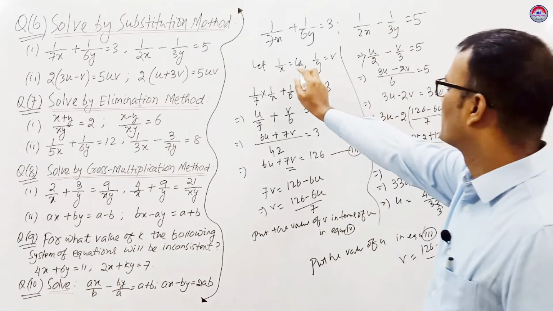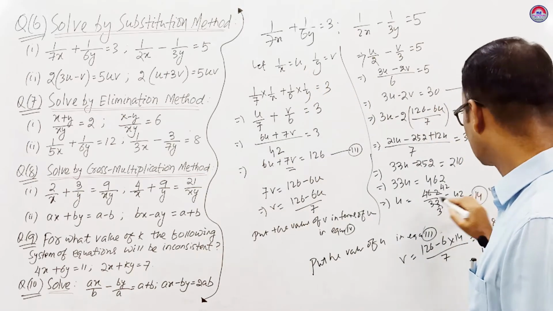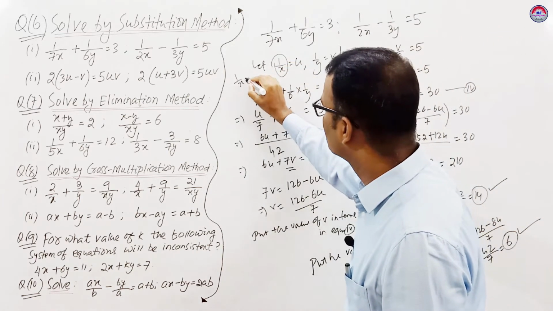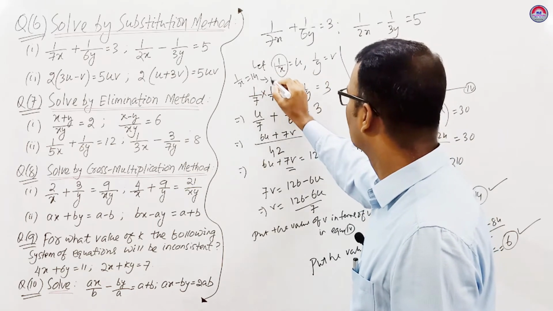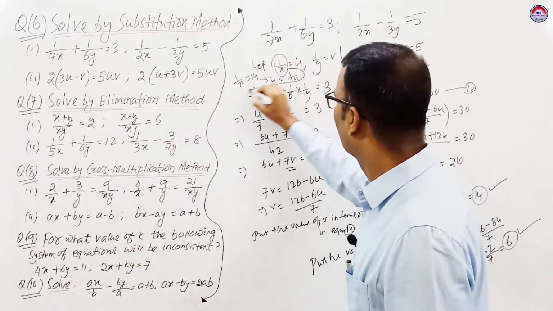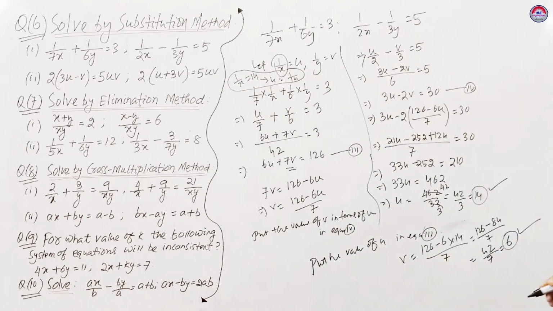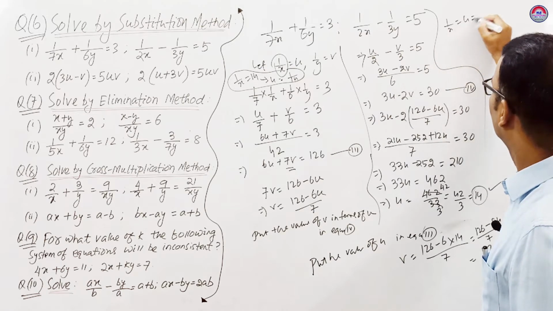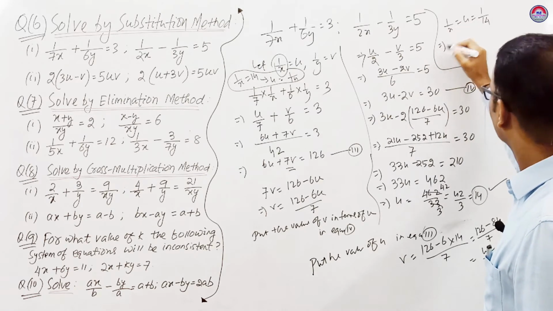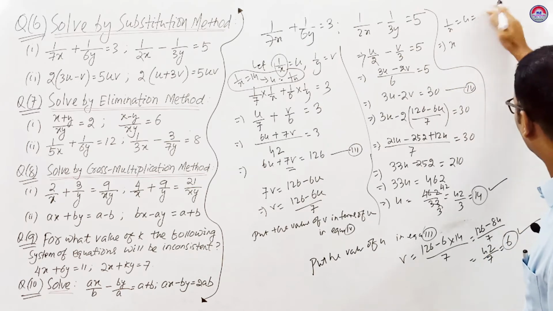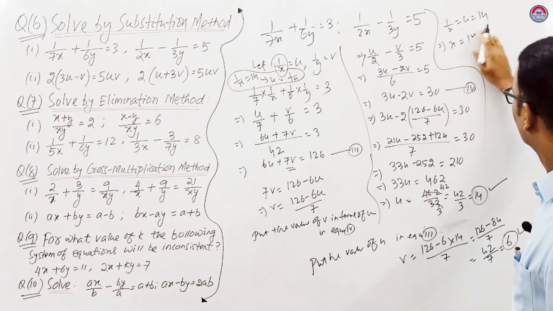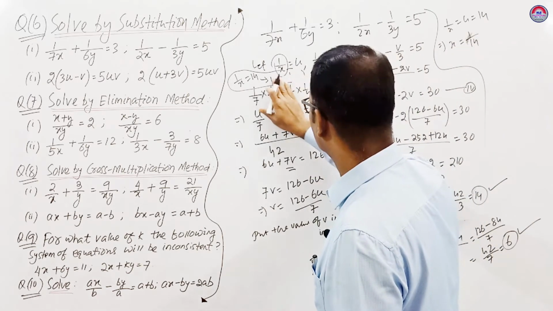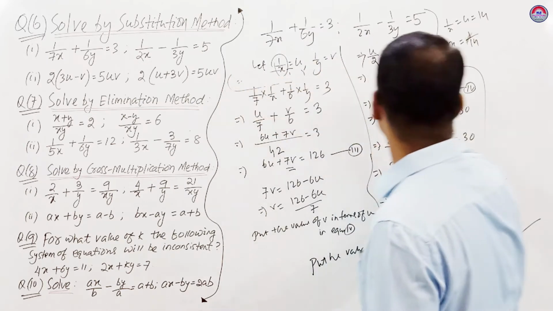So what is u? u is 1 by x. So 1 by x equal to 14, that is, x equal to 1 by 14. Also you can write 1 by x equal to u equal to 14, then x equal to 1 by 14. Okay, x equal to 1 by 14, we get the answer right here, you see.